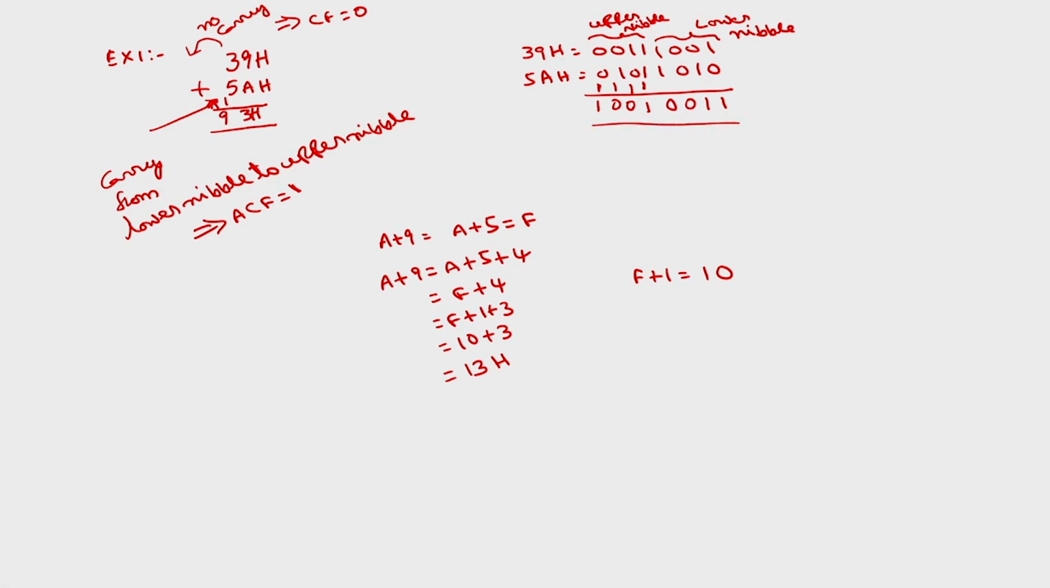So, you can observe that there is a carry from here to here, but from here to here there is no carry. Because of this carry, the auxiliary carry flag will be set, and because there is no carry out of this, the carry flag will be reset. So, this is the difference between the carry flag and the auxiliary carry flag. This auxiliary carry flag will be used, as I have told, in BCD arithmetic.